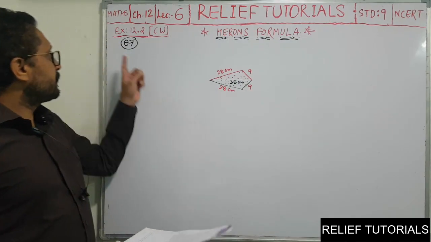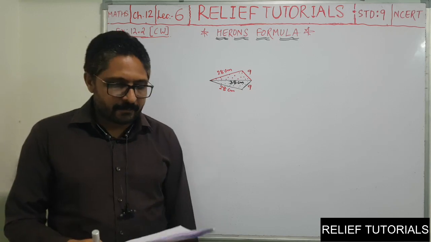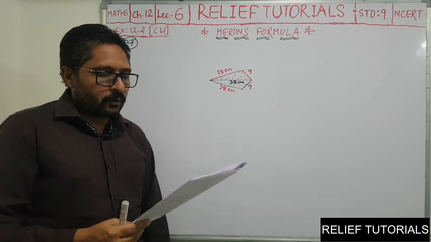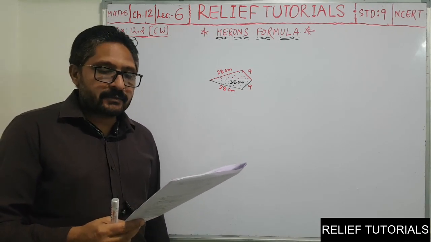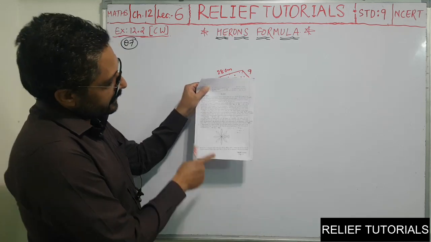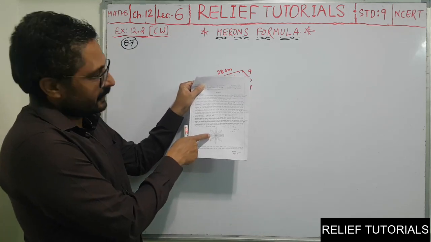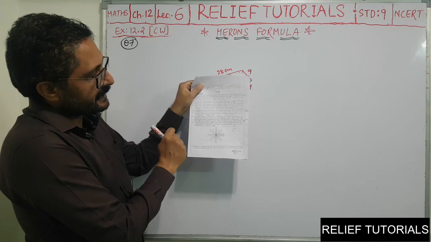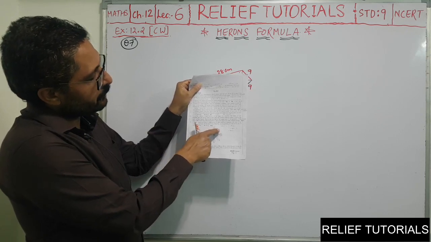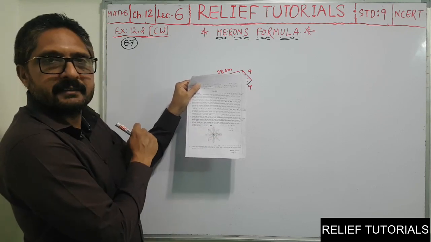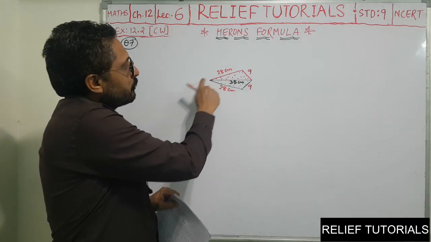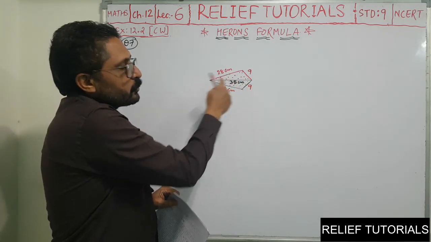Okay, now we'll do question number 7. I will read the question. A floral design on a floor is made up of 16 tiles which are triangular. You can see here in your assignment, this is a floral design. It is made up of 16 tiles. There are 8 petals, 1, 2, 3, 4, 5, 6, 7, 8 petals. And each petal, I have drawn here one petal, is made up of 2 triangular tiles.